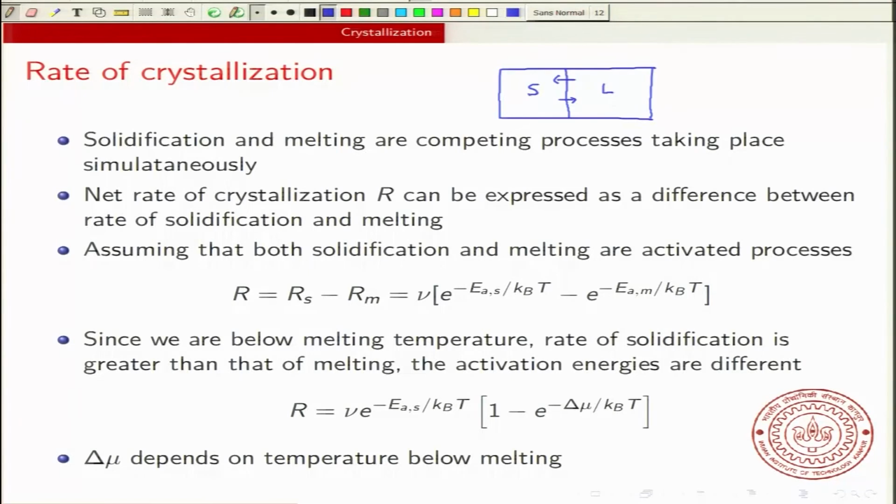So the liquid freezing to solid and the solid melting to liquid are both taking place simultaneously. So you have solidification and melting, these are competing processes that are taking place simultaneously, and the net rate of crystallization is the difference between the rate of solidification and the rate of melting. So you can write that the net rate of crystallization is the difference between the rate of solidification and the rate of melting. That clearly tells you the rate at which crystallization is taking place, or the net rate of crystallization. Okay.